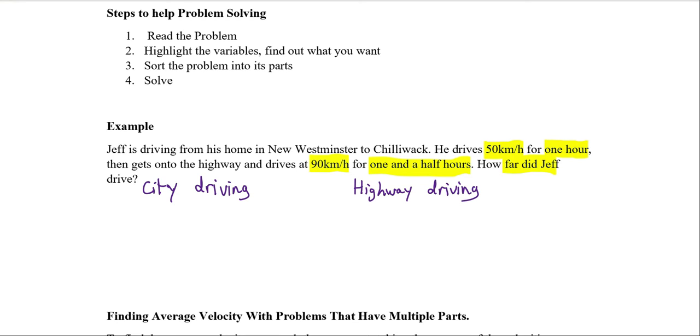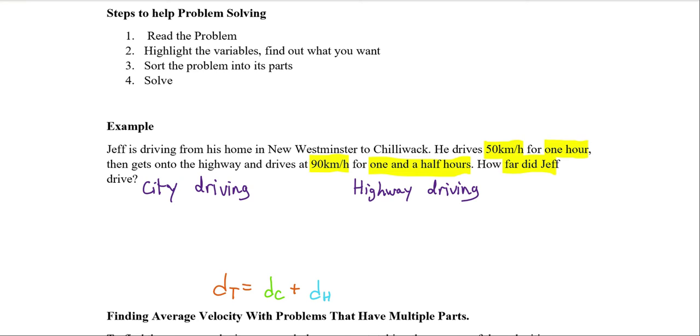Now, the question of how far Jeff drove isn't one or the other, it's actually both. So the total distance is going to be a combo of the distance that Jeff goes in the city and the distance that Jeff goes on the highway. And that's hopefully something that you understand. You're like, oh yeah, I totally can figure that out on my own. So we're going to have to do this in multiple steps.